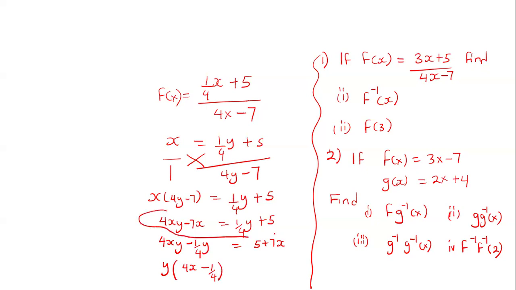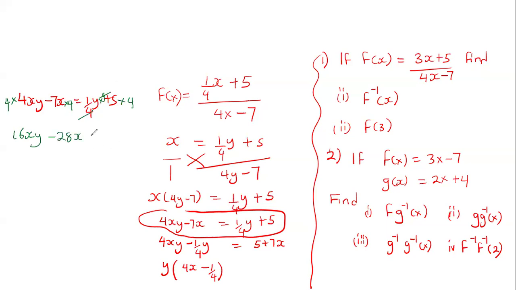Alternatively, at this step here, where you have 4xy minus 7x is equal to a quarter of y plus 5, you may decide to remove this 4 down here. Now, removing that 4 means you are going to multiply throughout by 4. So say you multiply every term by 4. So this 4 and this one will cancel. So here I remain with 16x of y minus the 7 times 4, that is 28, of x is equal to y plus 5 times 4, which is 20.